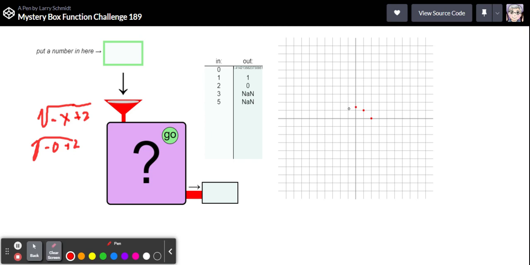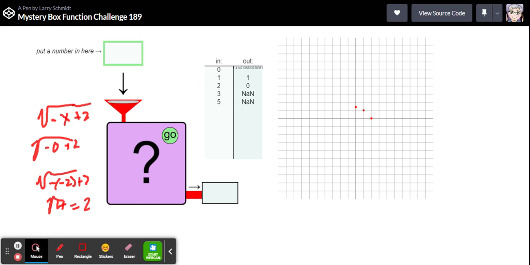Let's see if we can use this to predict something that would come next. So how would we get a 4 under here? Let's see, we'd put in a negative 2. So if we had the square root of negative x plus 2, putting in a negative 2 for x, that's going to be the square root of 4, which is just 2. So if I put in negative 2, I should get 2. I think this will be our test here. Aha, and negative 2 does indeed give me 2.